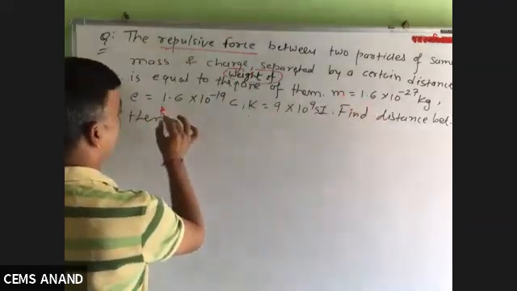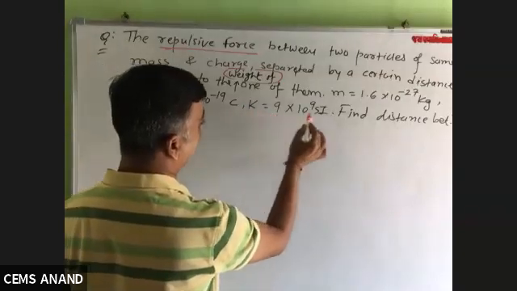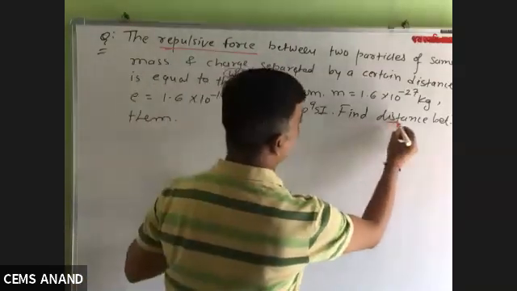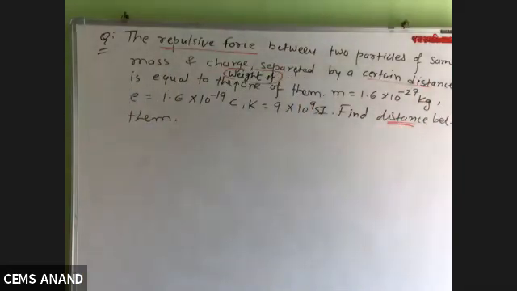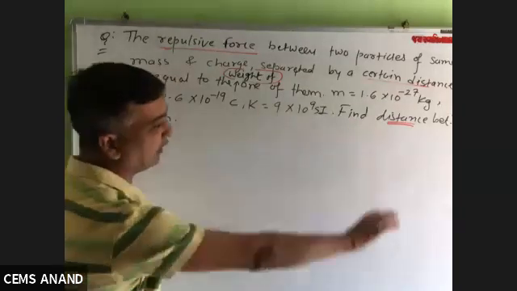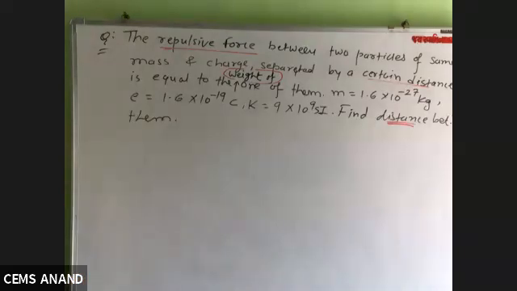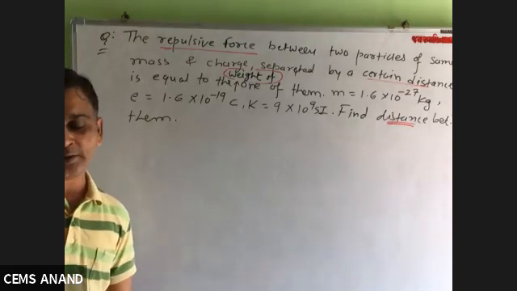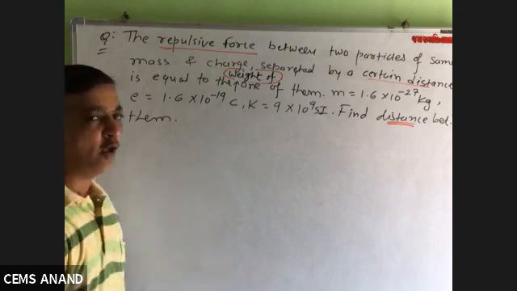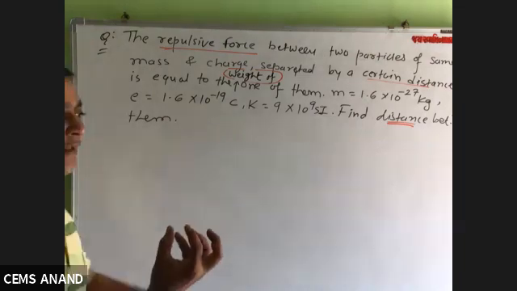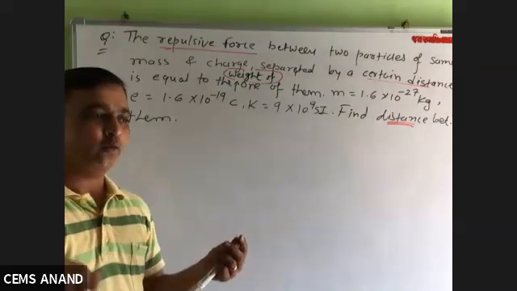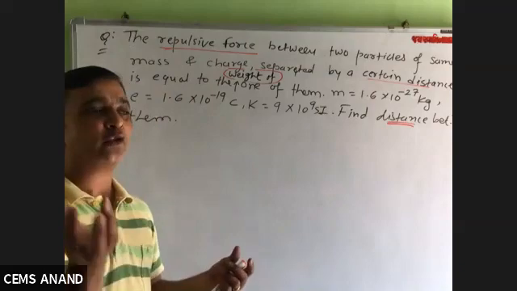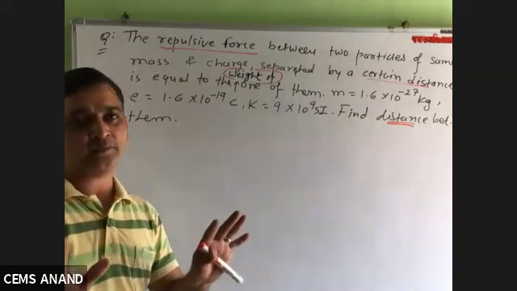The mass is equal to this, the charge of each is equal to this, the K value is this, and find the distance. It is given as a certain distance. Find the distance between them. So this is an application of Coulomb's law. And as we can see, all the data is given in the form of magnitudes only. So we do not need to worry about the directions or the force on a charge by the other. We just need to find the value of the distance between them.